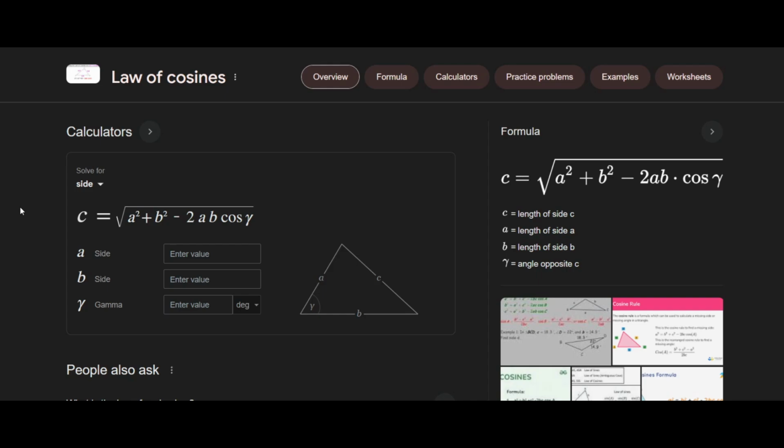In this video, we're going to go over cosine law. So cosine law is basically the same thing as Pythagorean's theorem, sort of, except that it works for non-right angle triangles.